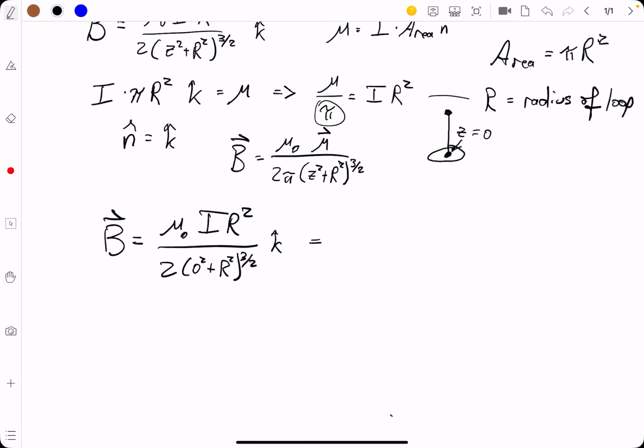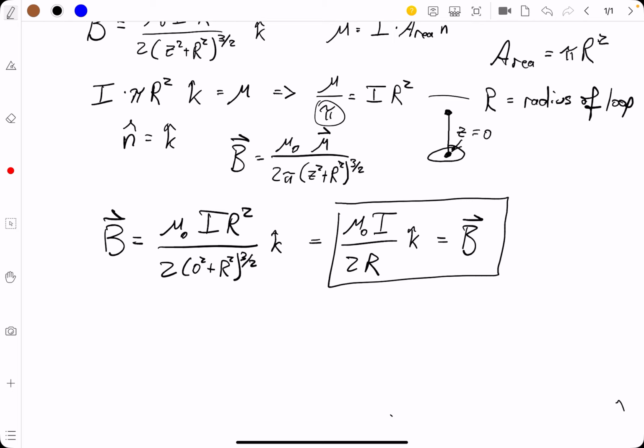And all of a sudden some things cancel out and we're left with mu naught I over 2r in the k hat direction. And that's our B field in the middle. And this is the same thing that you end up with when you do Ampere's law. All right, so that's very nice.